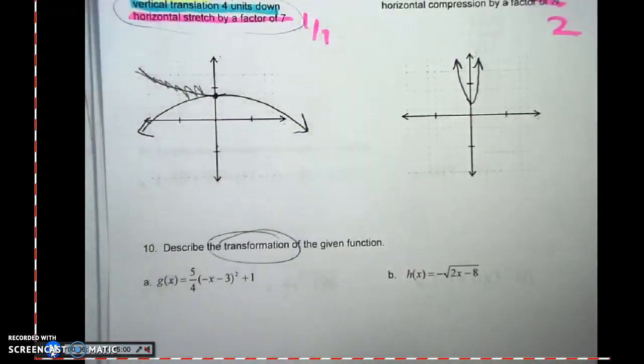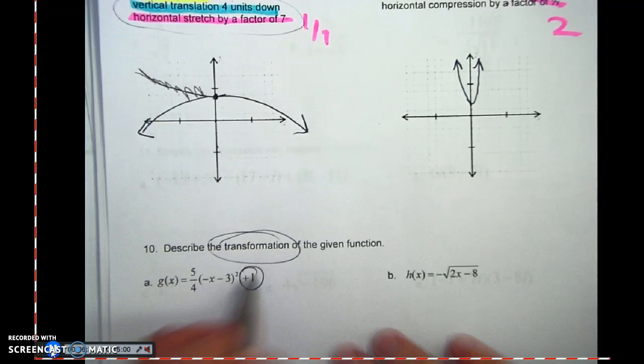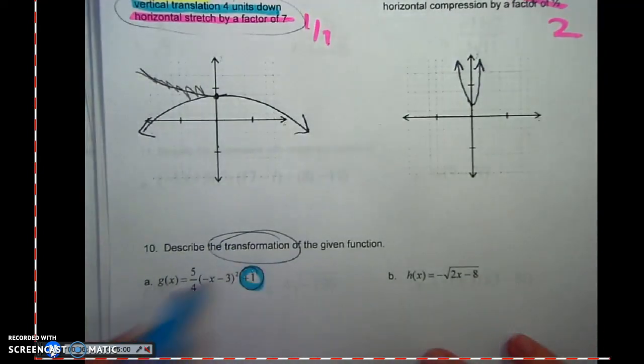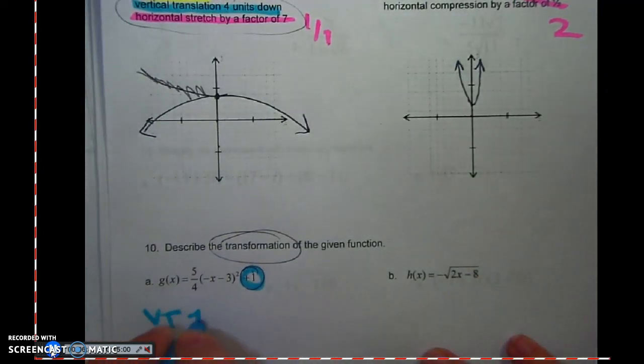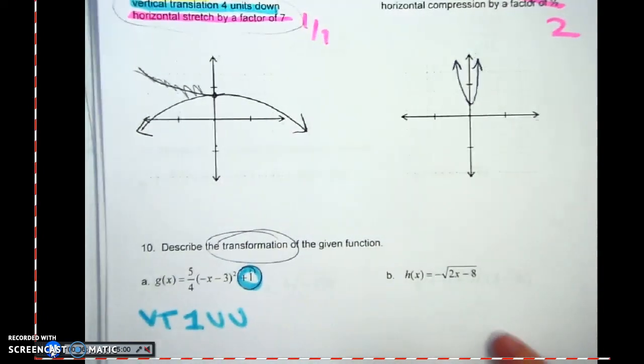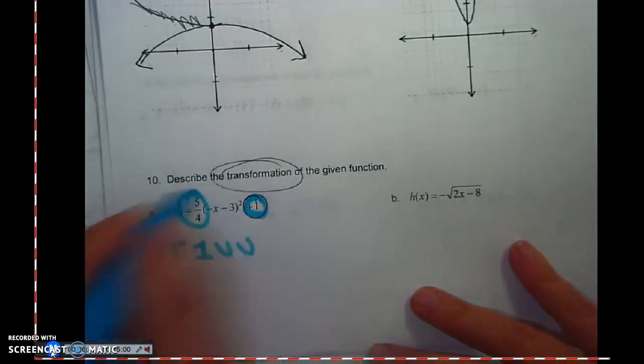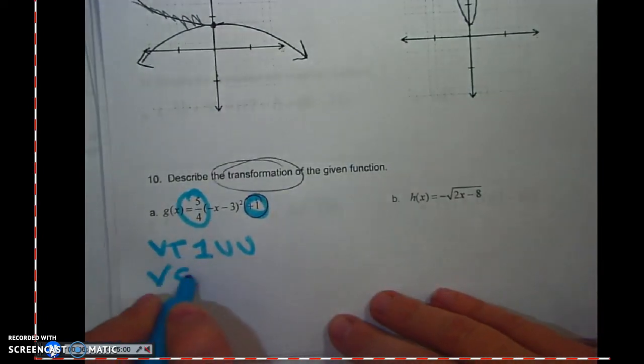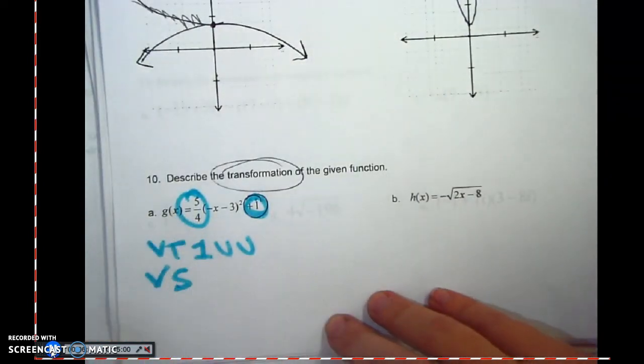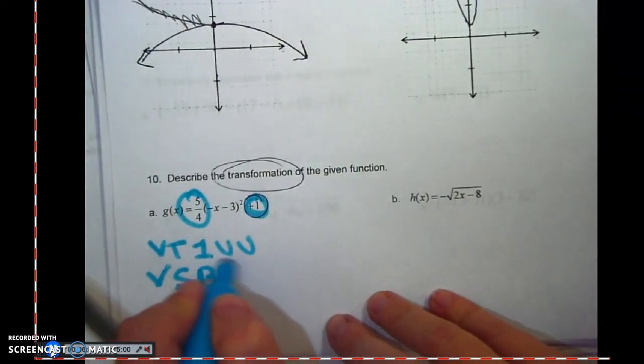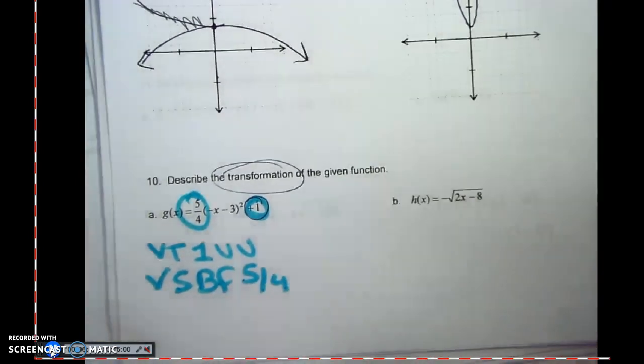Describe the transformations. All right, here we go. This one is on the outside. Vertical translation, 1 unit up. You know you have to write it out. Boom. Vertical stretch, because 5/4 is greater than 1, by a factor of 5/4.